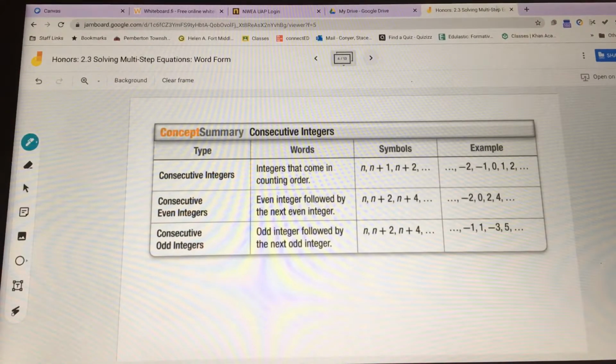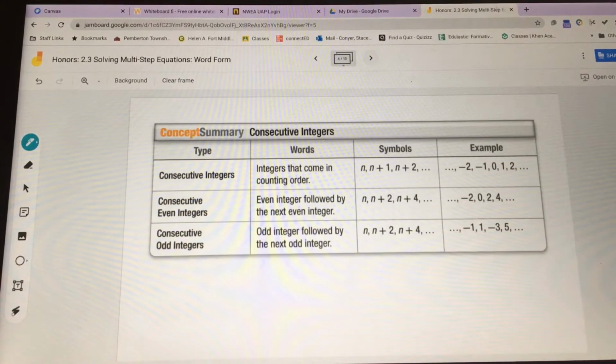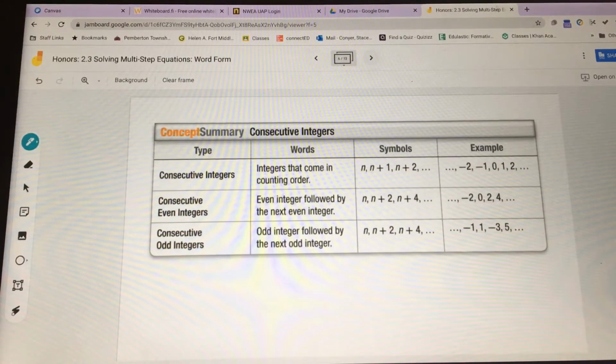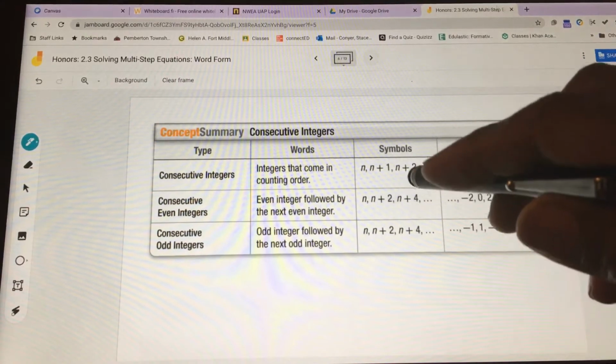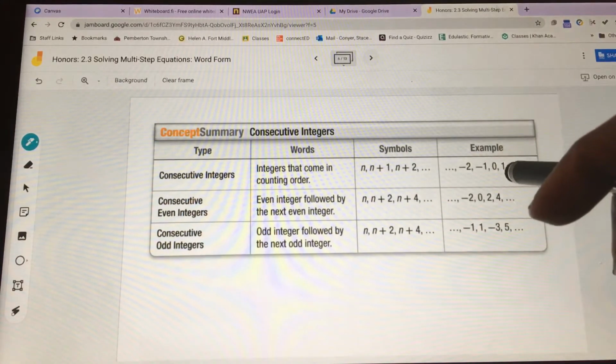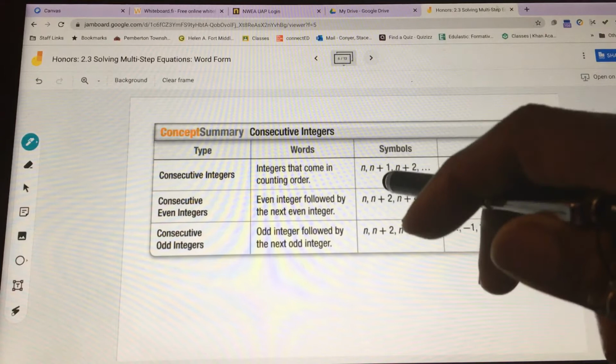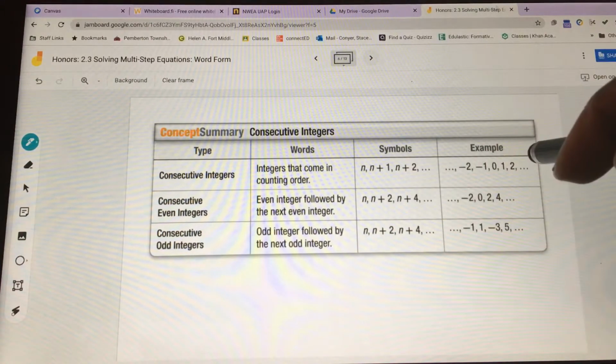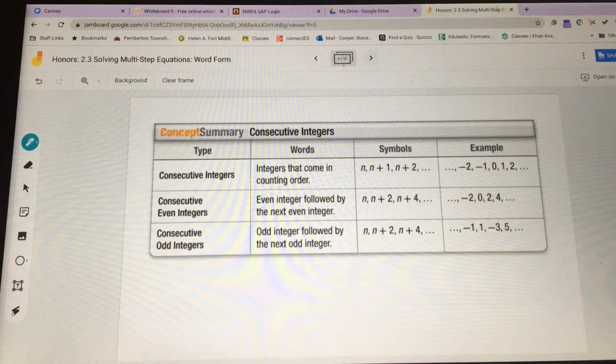We're going to move on to consecutive integers. Consecutive integers mean numbers that are in order. For example, regular consecutive would be 1, 2, 3, 4. In that case, this is the expression that you would use, n plus 1, n plus 2. Say you start at 1. To get to 2, you have to add 1. To get to 3, you would have to add 2.